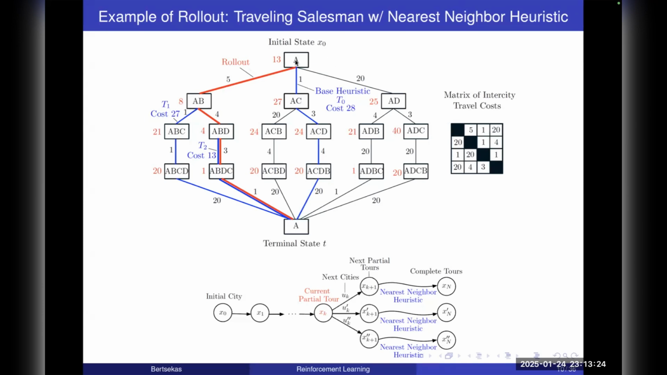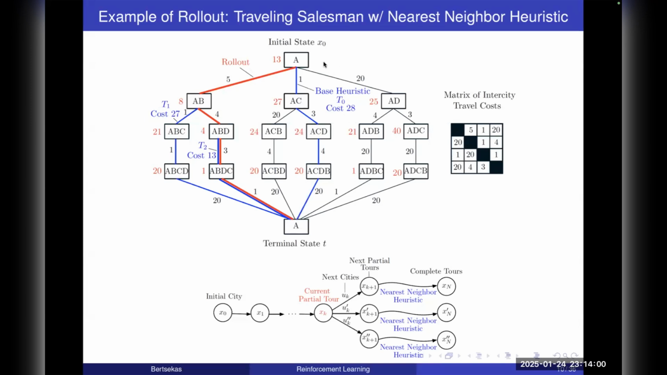Starting from A, let's generate the trajectory using the nearest neighbor heuristic. So here we consider the three neighbors, and the closest one is C at a cost of 1. So we next go here. Then we consider the two eligible neighbors, and we go to the closest one, which is D. And then there's no other choice but to go to B and then to A again. And the cost of this base heuristic is 1 plus 3 plus 4 plus 20 equals 28.